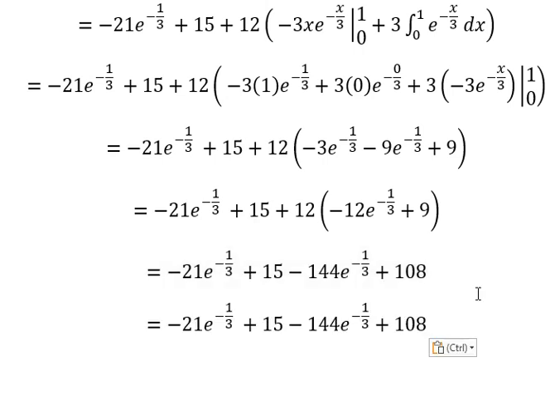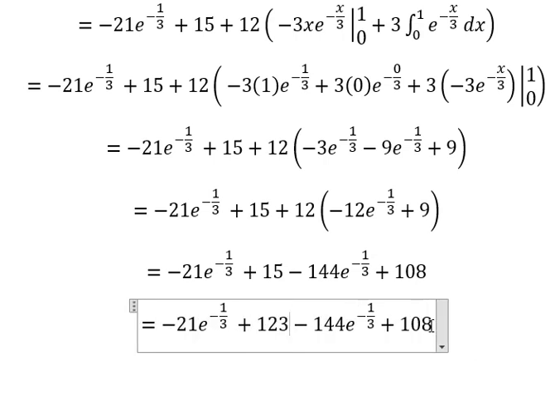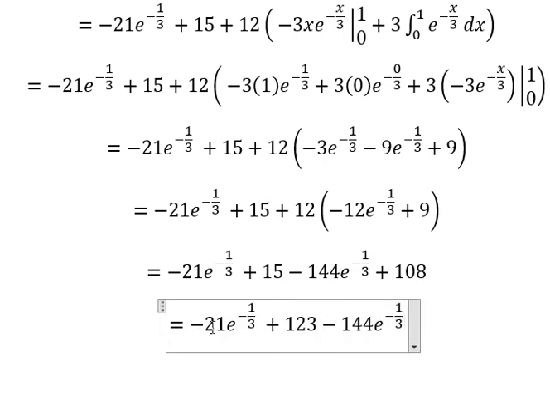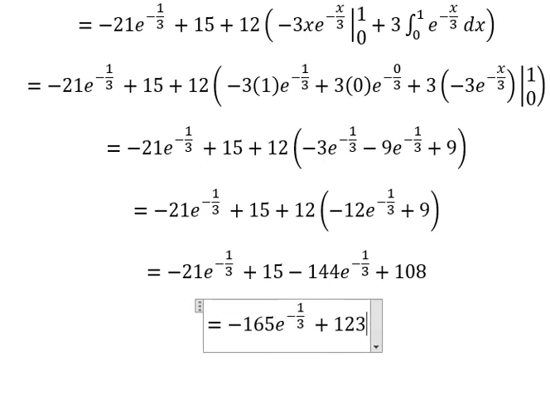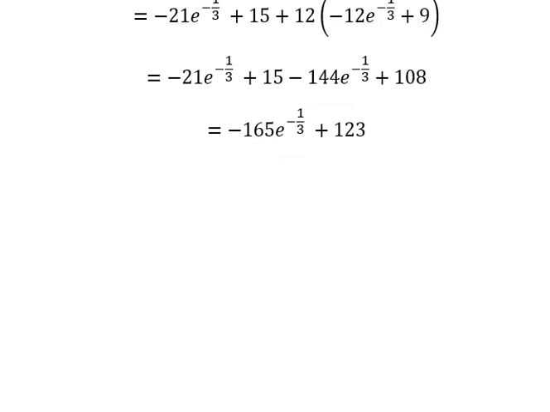so we have 123, negative 21, negative 144. So we have negative 165. And that is the final answer.